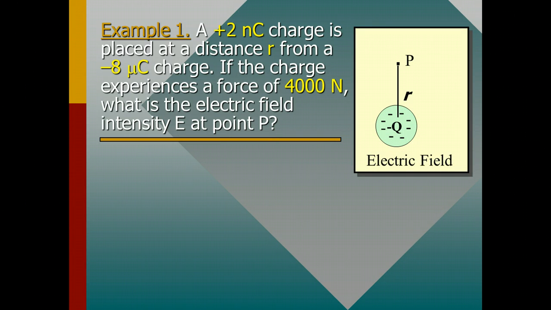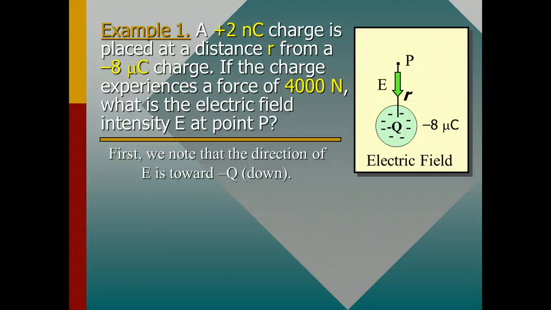So here's an example. A positive 2 nanocoulomb charge is placed at a distance r from a negative 8 microcoulomb charge. So this is our negative 8 microcoulomb charge. We place a positive 2 nanocoulomb charge here, and we want to say if the charge experiences a force of 4,000 newtons, what is the electric field intensity at that point? So go ahead and pause and take a look, and welcome back.